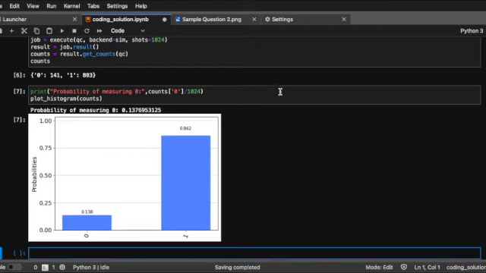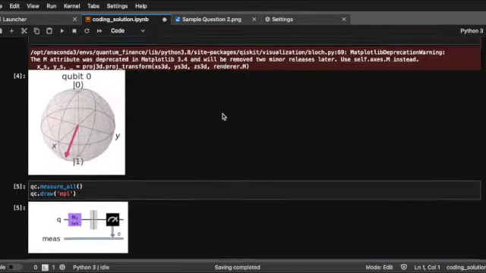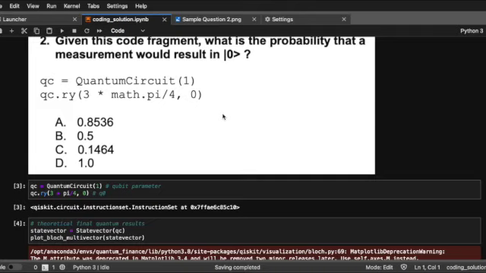And so we can see that our results of 0.137, or whatever results you may get here, roughly correspond to the actual answer, 0.1464.